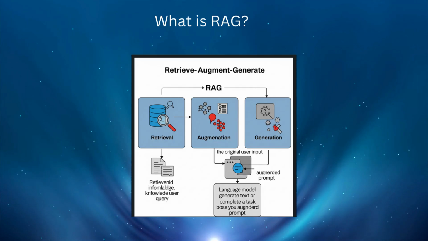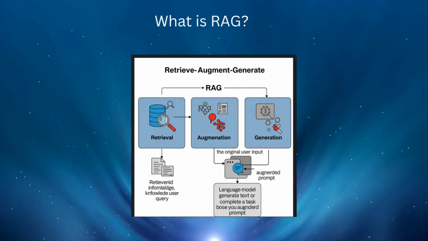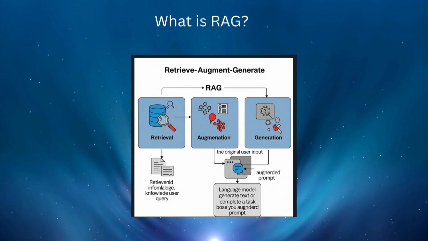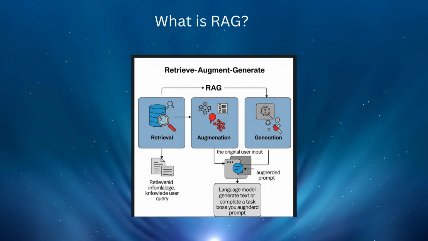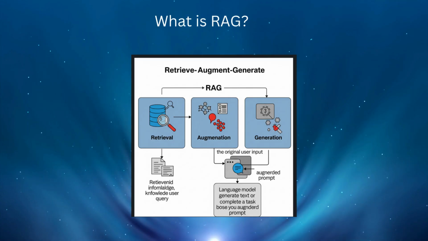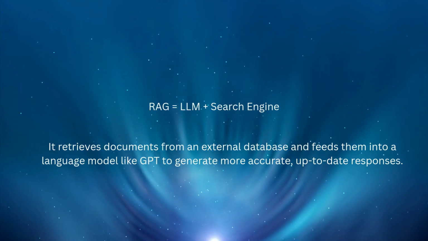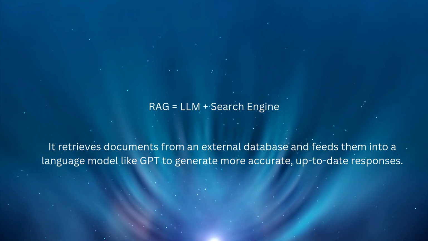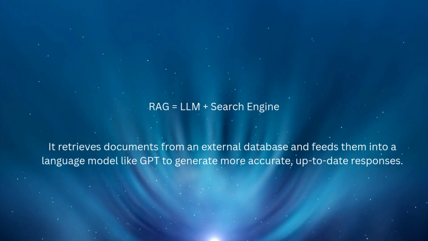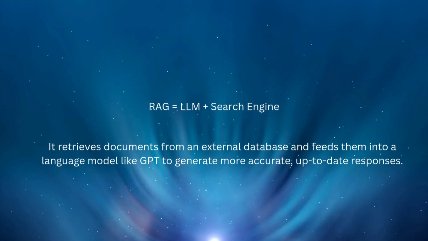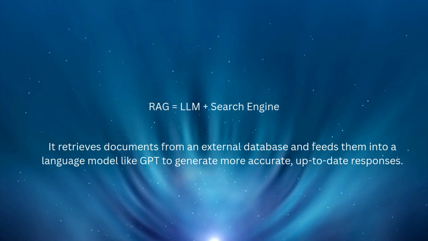So, what is RAG? RAG is like a student who is smart, but before answering your question, they open a textbook to find the right answer and then explain it to you in their own words. So you can relate: RAG equals LLM plus search engine. It retrieves documents from an external database and feeds them into a language model like GPT to generate more accurate and up-to-date responses. So I hope now you are clear what RAG is.